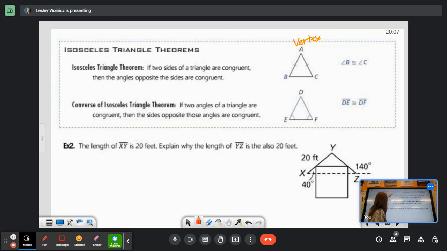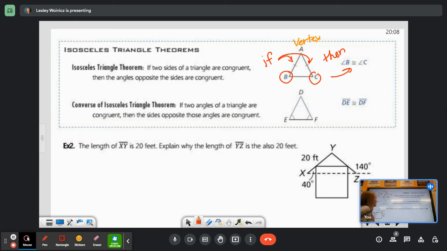So if we have the congruent sides, congruent legs, then we know that our base angles are also congruent. We're calling it the Isosceles Triangle Theorem. I think I've also heard it called the Base Angles Theorem, but I might be making that up. So Isosceles Triangle Theorem, ITT.